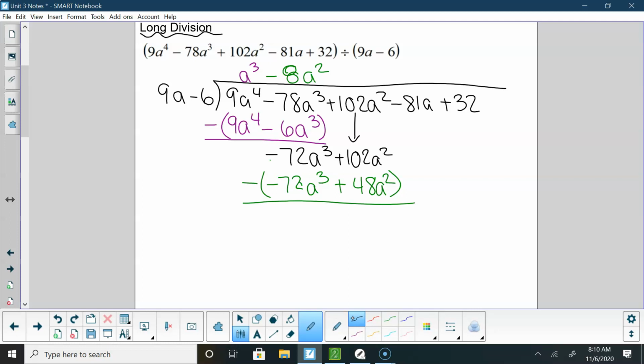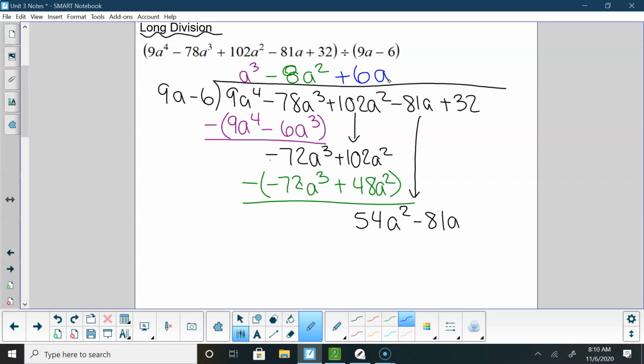Okay. So now I got 54a squared. Bring my 81 down to the right. What do I need to multiply 9 by to make it be 54? 6. All right, so I need a positive 6a. Okay, my 54 is positive. I need to put a plus in front of that 6.